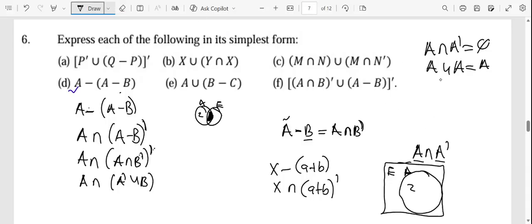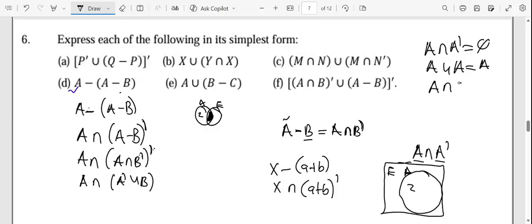So if you have A intersection universal, A will intersect with universal where there is A. Suppose this is the universal. If you are to shade this, A will intersect with universal where there is A only. Is that okay? Clear? Isaac, clear? I mean, Abshai.